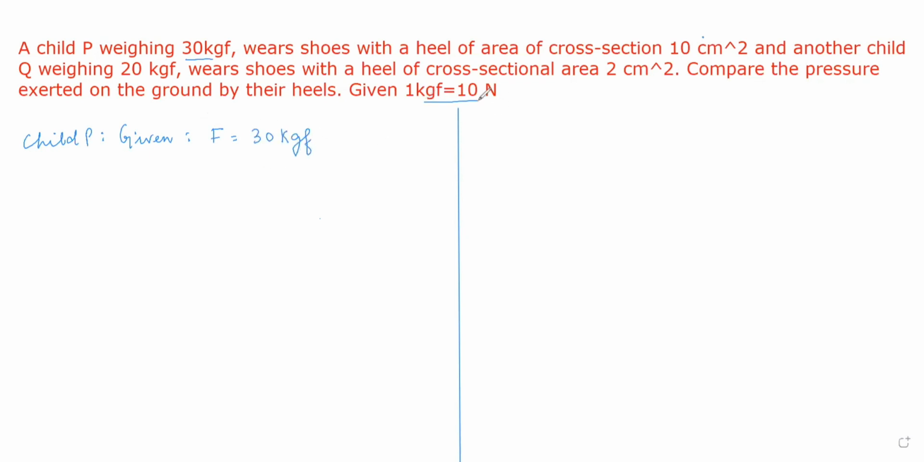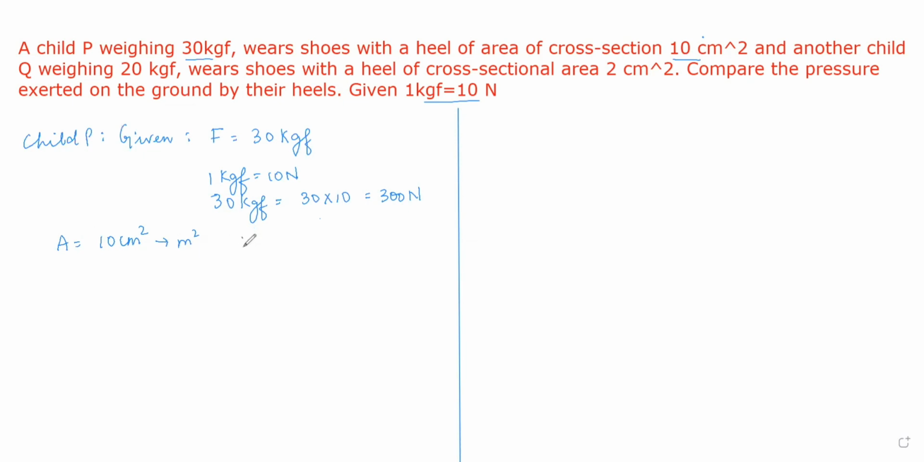So it is already known that 1 kilogram force is equals to 10 Newton. Therefore, 30 kilogram force will be equals to 30 into 10, that is 300 Newton. Now let's talk about area. Area of cross section of one heel is 10 centimeter square. We have to convert this into meter square.